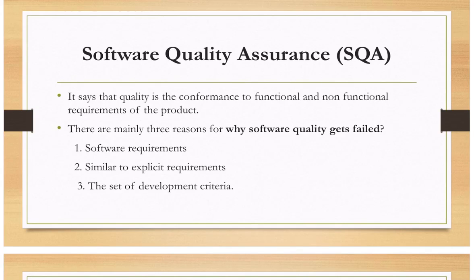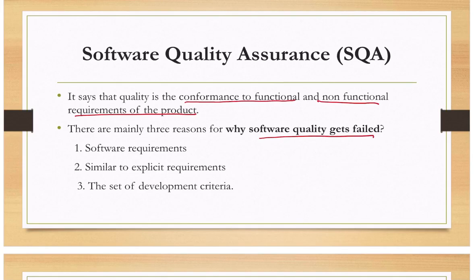Now, the next one is software quality assurance. It's also called SQA, right? It says that quality is the conformance to the functional and non-functional requirements of the product, right? We have already discussed the definition of software quality in these sections. So basically, there are mainly three reasons why software quality fails.